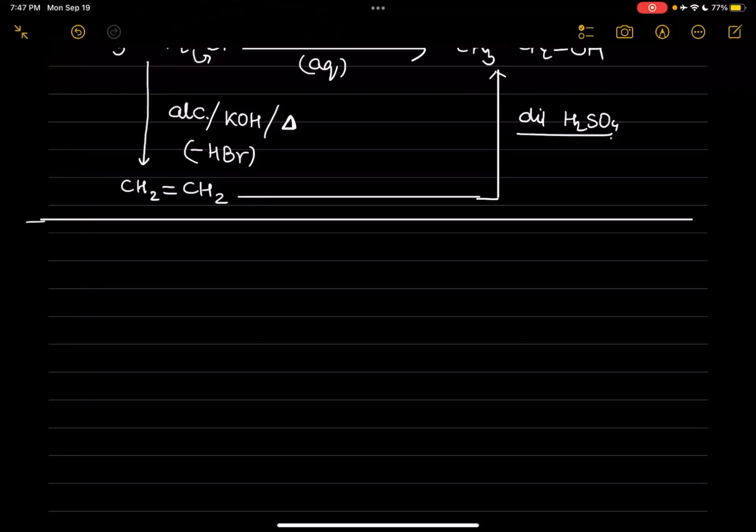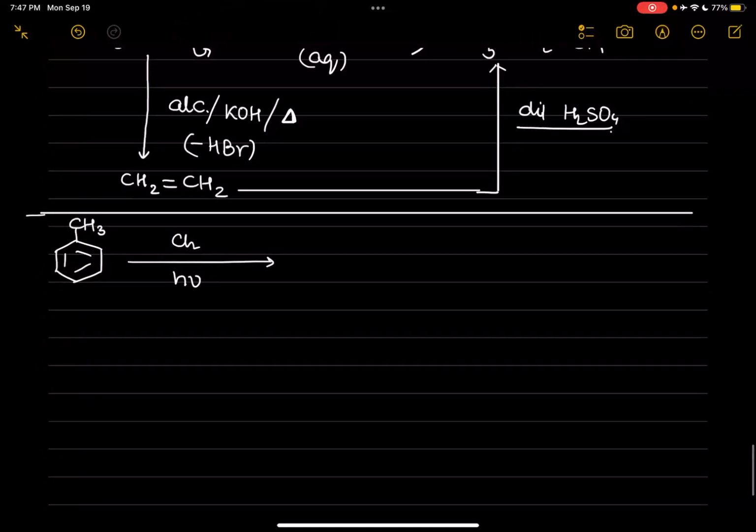If you are starting from alkane, always start with photohalogenation. Bring in one halogen, and that halogen can easily be substituted by your OH group. This is toluene and Cl2, h nu. This is photochlorination. So where is the photochlorination going to happen? Always on the alkyl group. Here there are two groups, one is alkyl, another is aromatic. So C6H5CH2Cl. This is benzyl chloride, that's the common name.